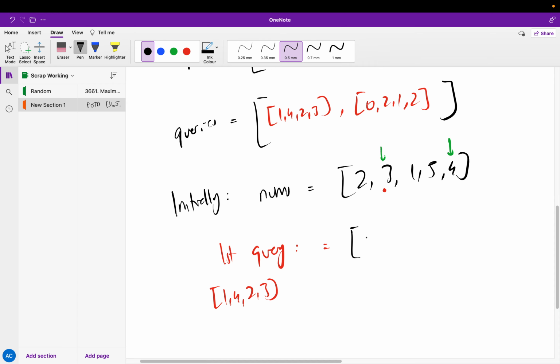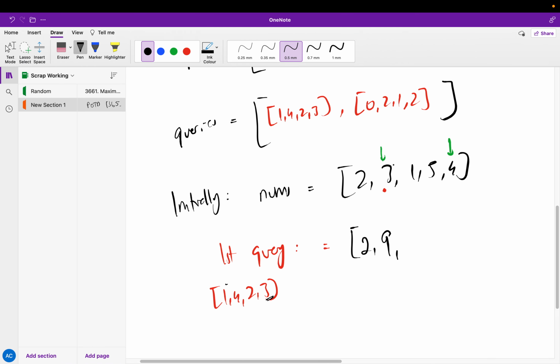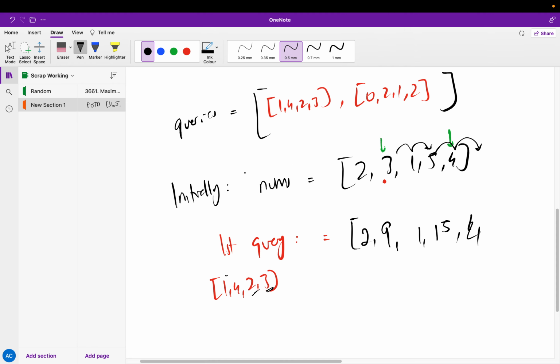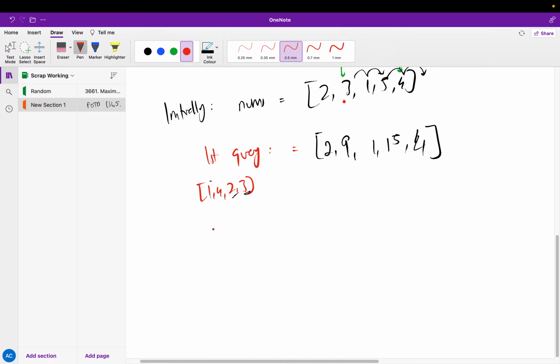So after the first query, this will stay as 2 because we're not touching index 0. Index 1 will get multiplied by 3, so that'll become 9, because it's k then v, right? Then we have to increment by 2, so we skip the 1 and we go up to the 5, and the 5 gets increased to 15. 1 stays the same, and then again 4 won't change because it's 1, 2. We jump off. So now nums looks like this.